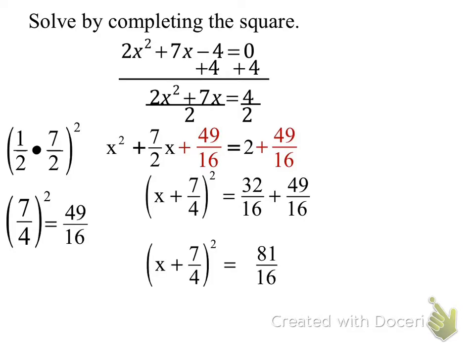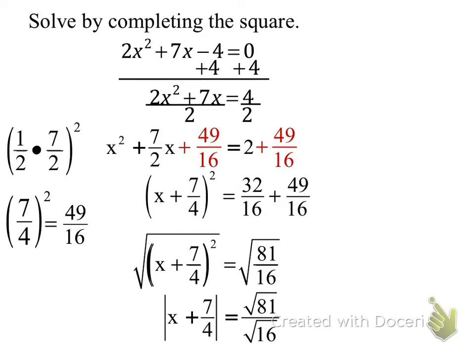81. Okay, now what? We root both sides, and this is the most beautiful numbers you've ever seen because we love 81. This is what we call a pretty number because what's the square root of 81? 9. And the square root of 16? 4. Okay, absolute value equals 9 over 4. To lose the absolute value, it's plus or minus.